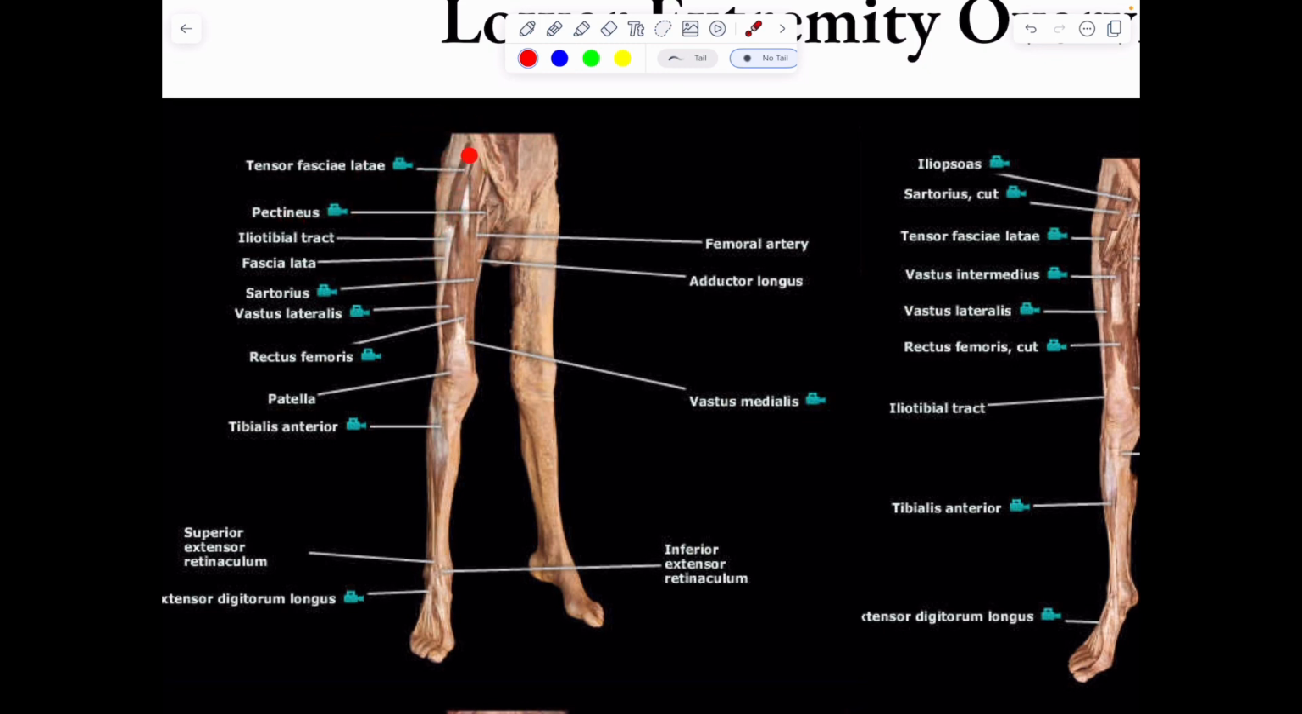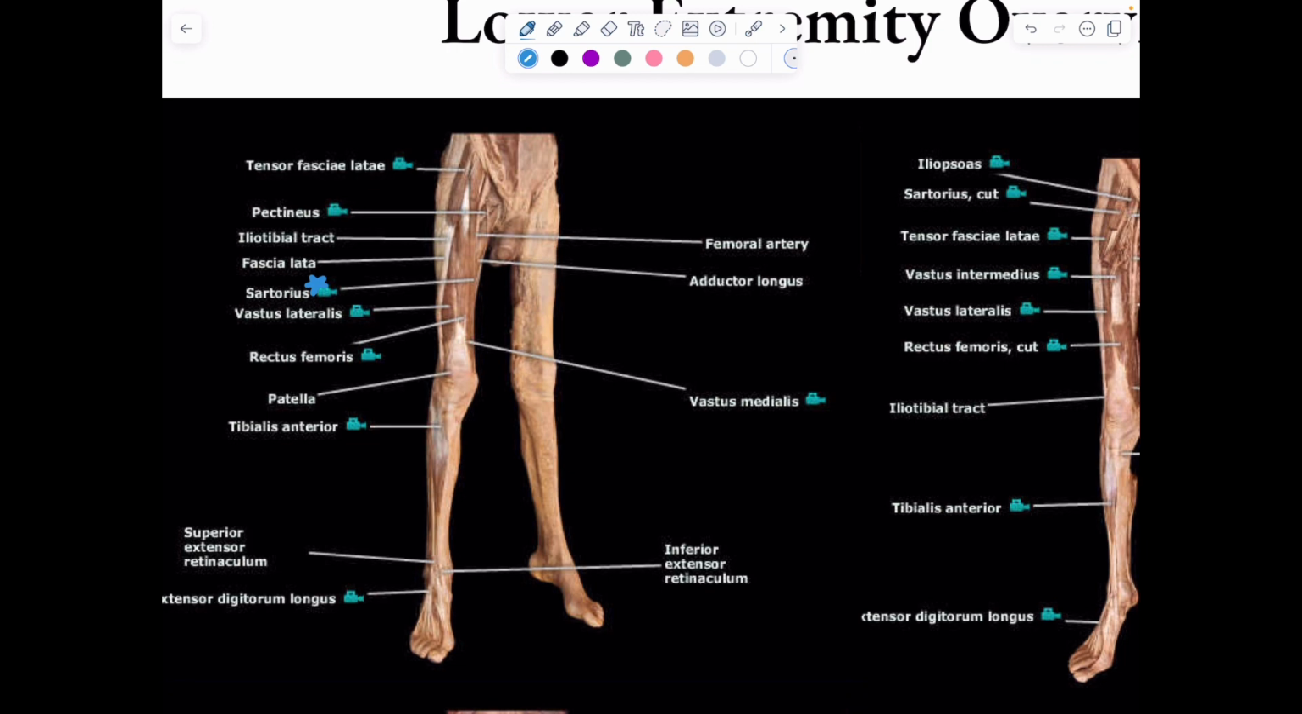Then we have this muscle that starts right after the IT band. Here is the tensor fascia lata, the TFL. Right next to that is the beginning of the sartorius. The sartorius starts laterally and crosses over to the medial side of the knee. So right here we see this. This is the sartorius.